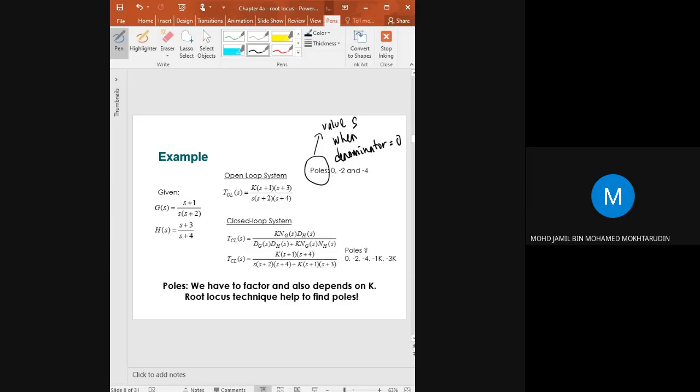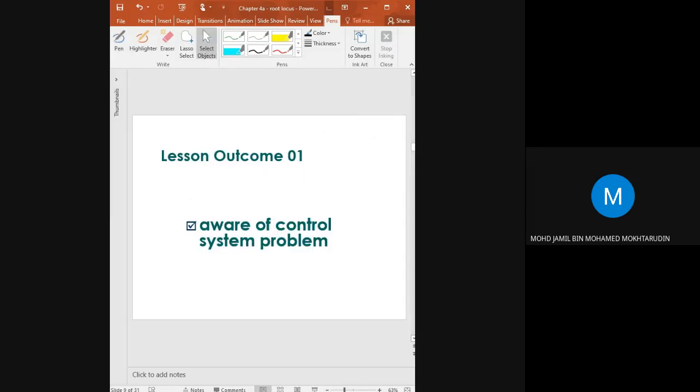And if you look at the closed loop system here, if you look at the denominator, then it has a constant K here. So what are the actual poles? Is it 0, minus 2, minus 4, and also negative 1K and negative 3K? So we have to consider the constant K in determining the poles of a closed loop system. The root locus technique basically helps you to find the poles at a specific value of K. Okay, that's the problem of the control system.